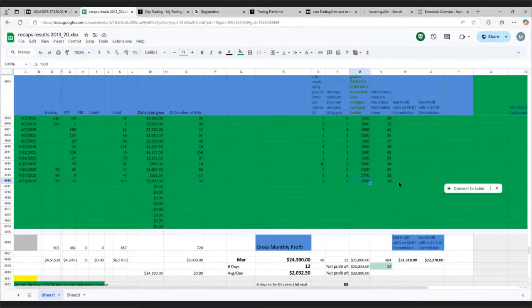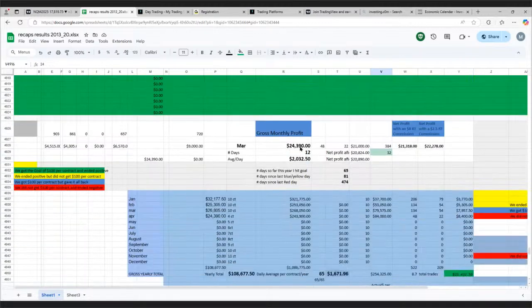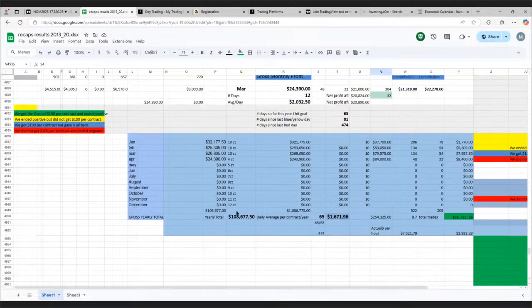At that point, up $1,500 into a total of 24 trades. So on the month now, we're at 24,390, averaging $2,034 per day. On the year, we're at 108,677, averaging $1,671 per day.